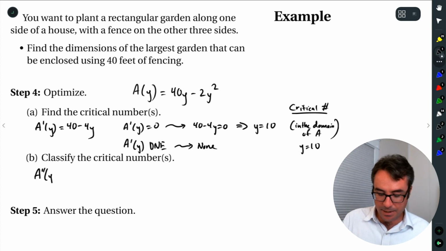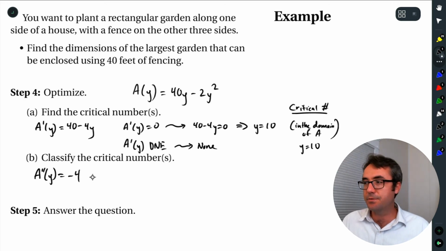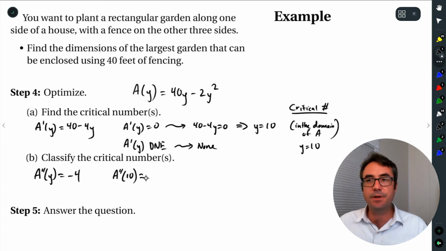So let's calculate y double prime. What do we get? Derivative of 40 is 0. Derivative of negative 4y is negative 4. And if we're going to use our second derivative test, what we want to do is plug our critical number, which was y equal to 10, into the second derivative. We get negative 4. We're not too interested in the actual number, just the sign of the number. And in this case, it's negative.